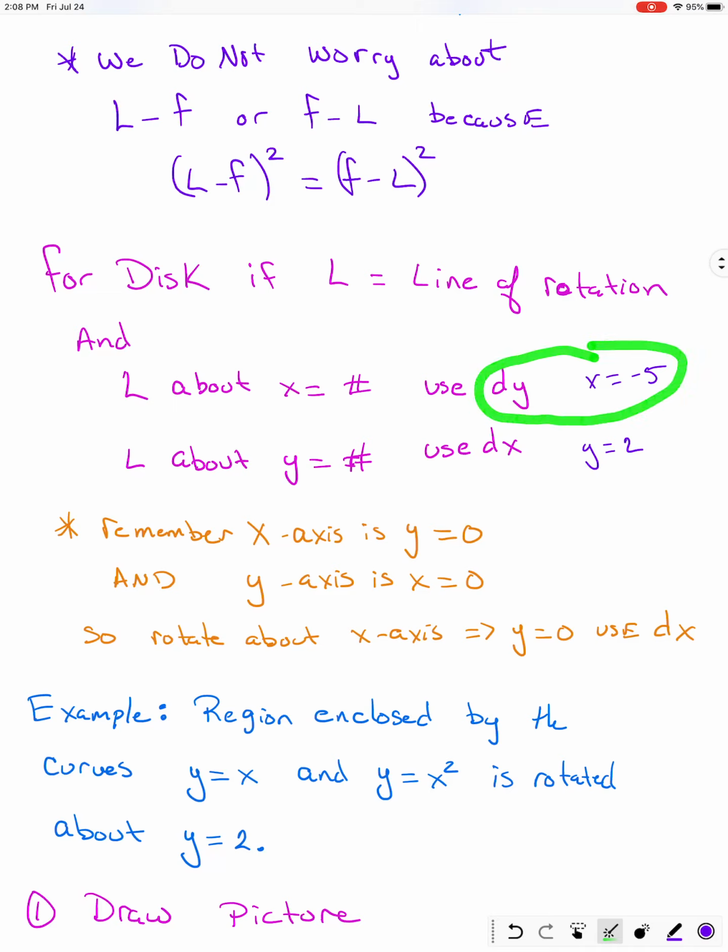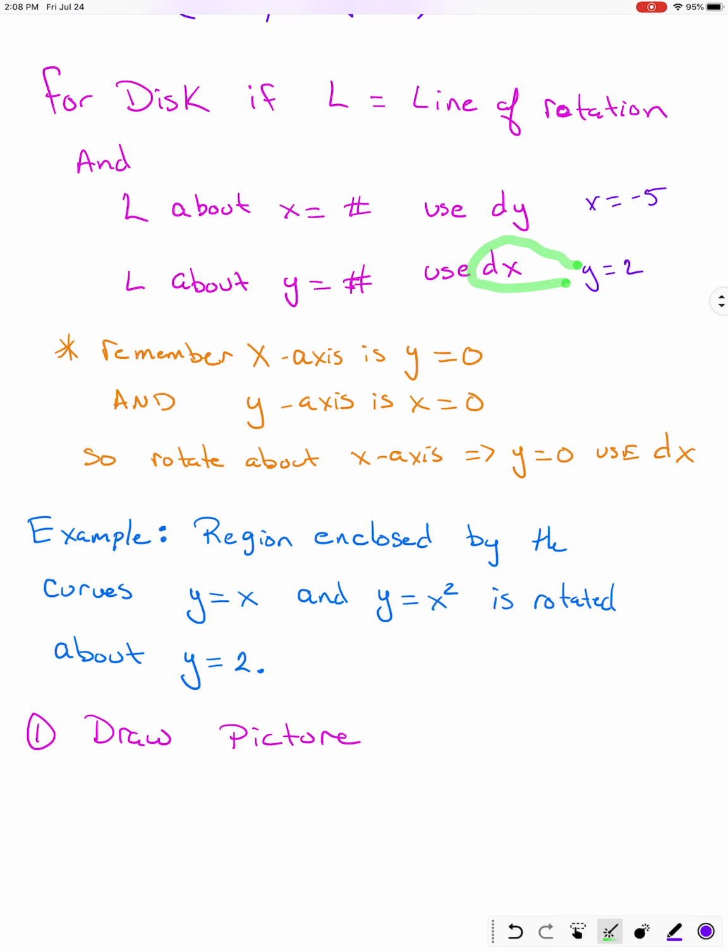Always the opposite. If it's around x equals a number, we use dy. If it's around y equals a number, then we use dx. It's important to remember that the x-axis is the same as y equals 0, and the y-axis is the same as x equals 0. Don't let that trip you up.